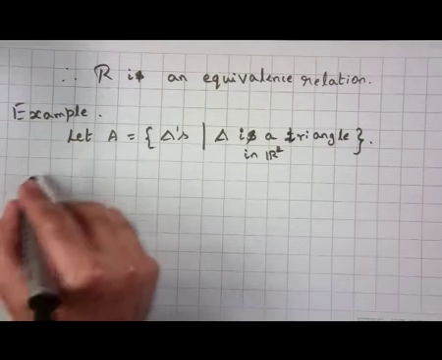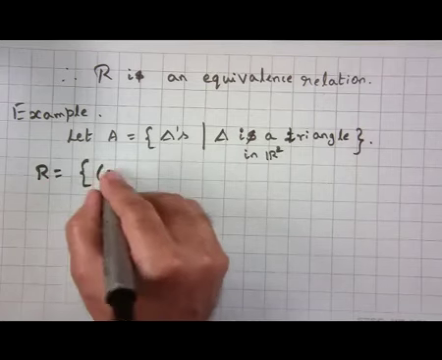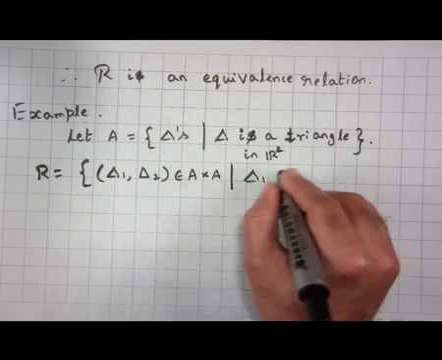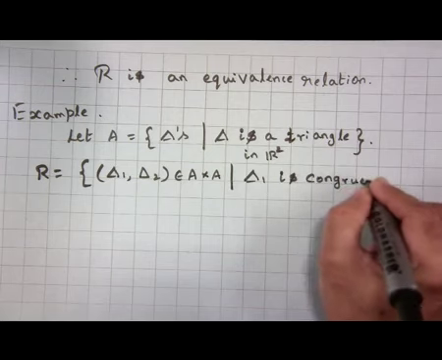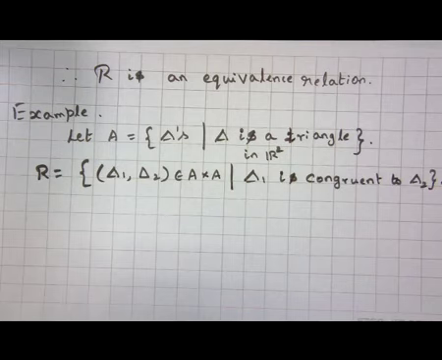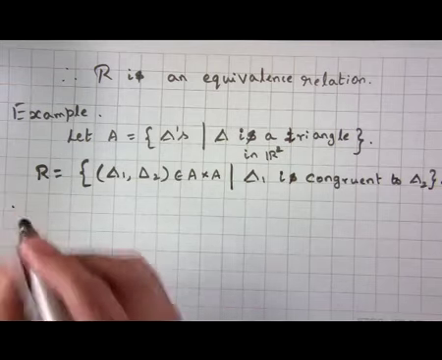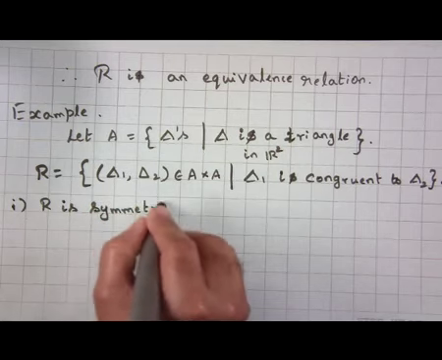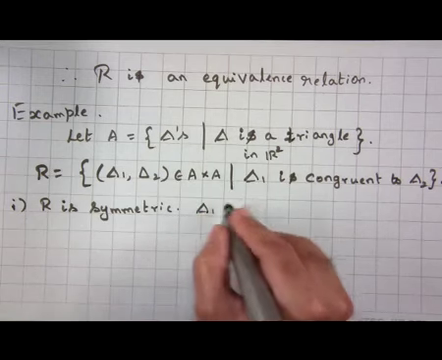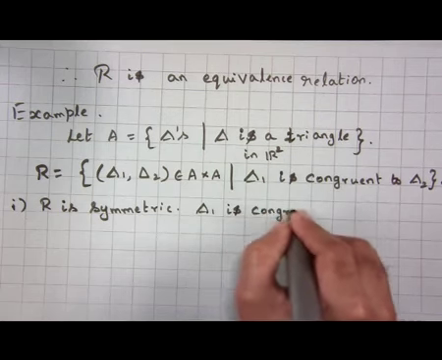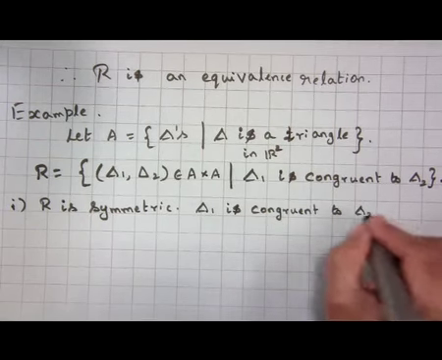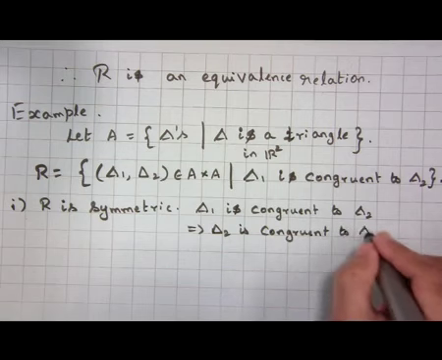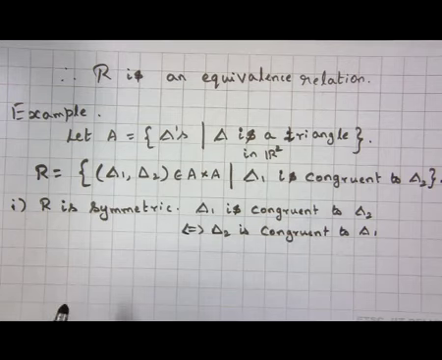Now, let us define a relation R equal to all those pairs delta 1 comma delta 2 in A cross A, with the condition that delta 1 is congruent to delta 2. It is clear from our elementary classes that first thing is that R is symmetric. Why is it symmetric? What we know is that if triangle delta 1 is congruent to delta 2, that implies that delta 2 is congruent to delta 1. Therefore, in fact, these two are equivalent ones, therefore, R is symmetric.